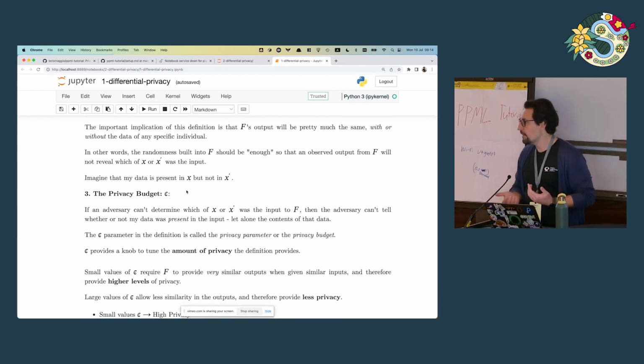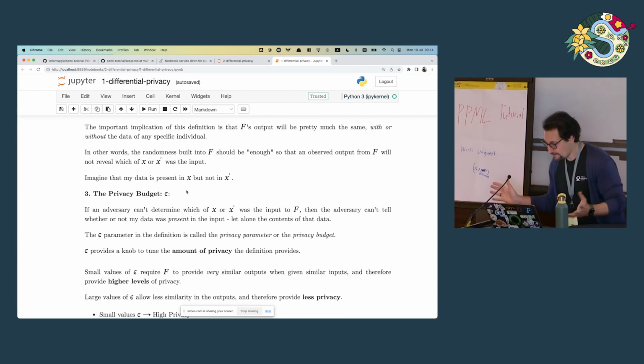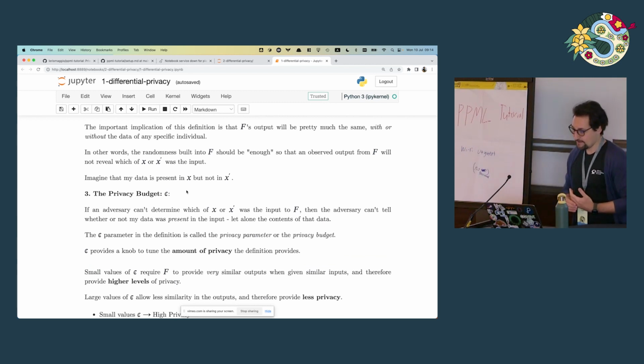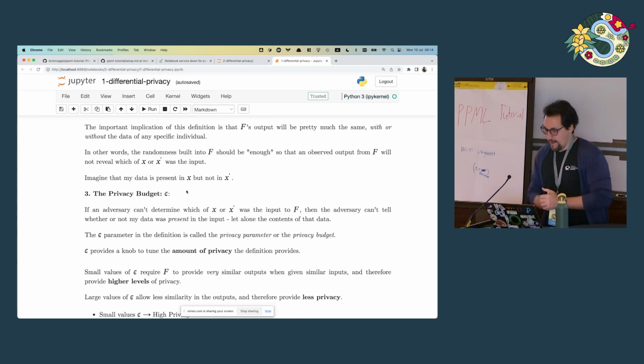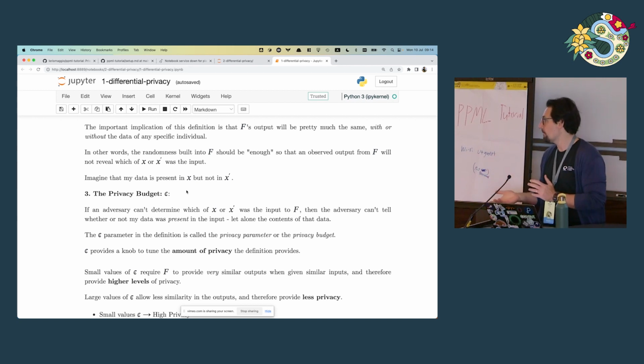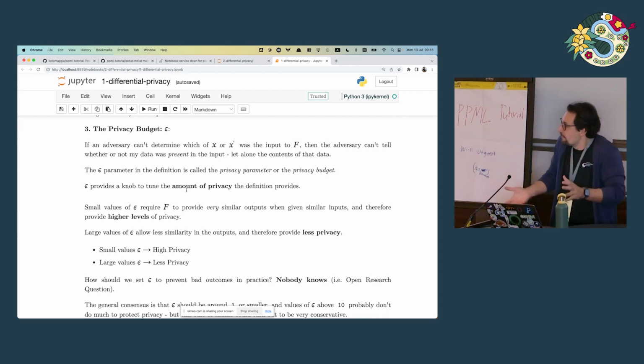How should we choose epsilon then? The question is, nobody knows, of course. So it's still an open research question, and there's still lots of work around it. But we do have some rules of thumb we can apply in this context. The general consensus is epsilon should be around 1 or smaller, and values of epsilon above 10 probably don't do much to protect privacy. But this rule of thumb could turn out to be very conservative, so it really depends on the data you're using. So far, so good?